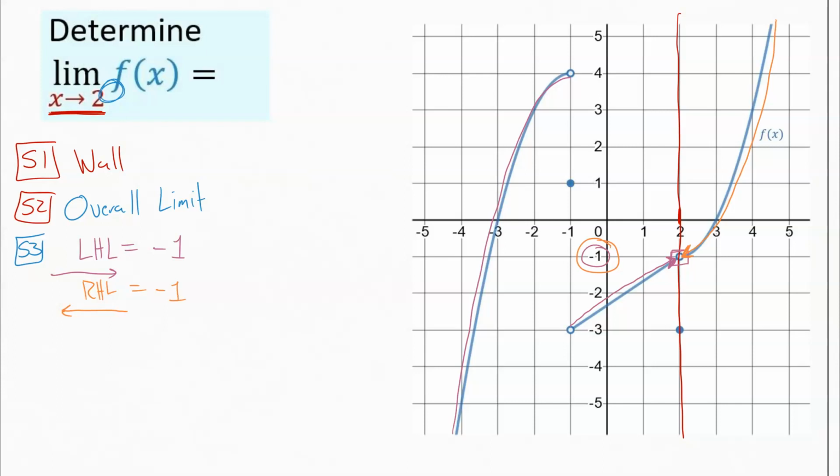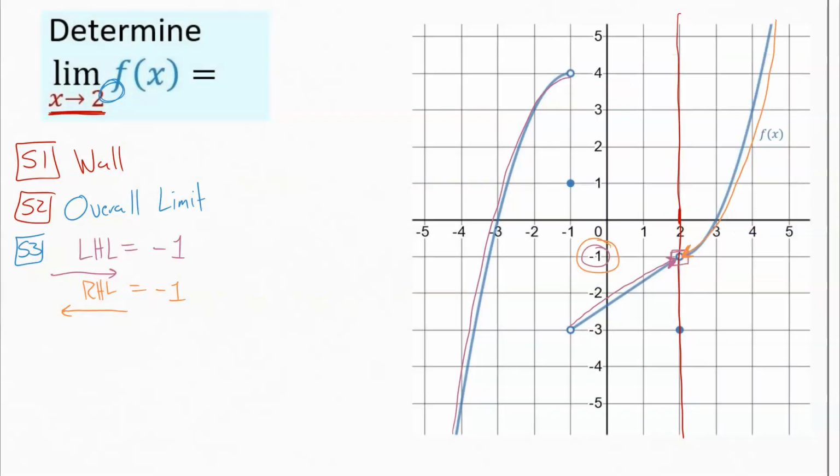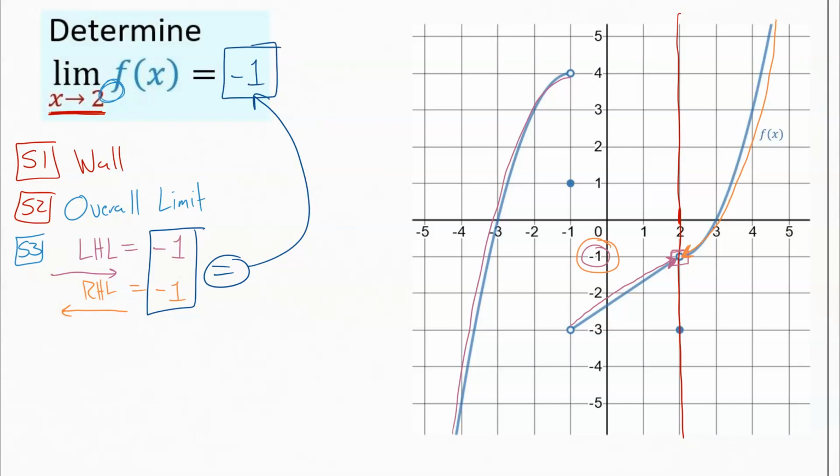Now, after we've done that, we need to compare those answers. Are those the same answer or are they different? What we have here is -1 is equal to -1. That tells us that when the left-hand limit equals the right-hand limit, our overall limit is that exact same y value, a y value of -1.